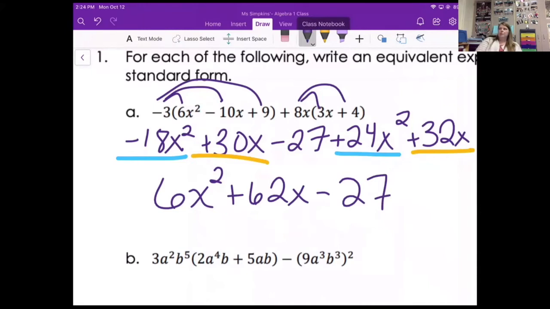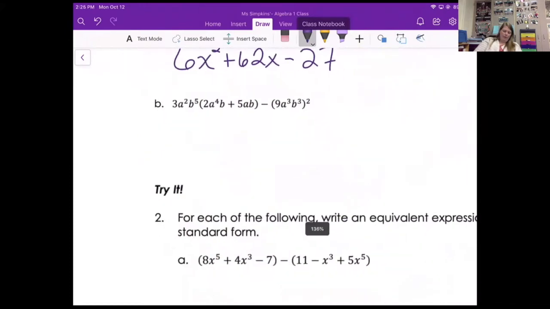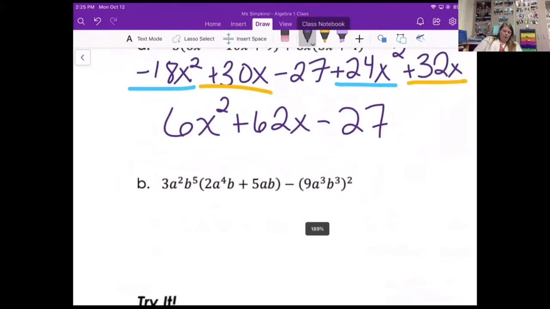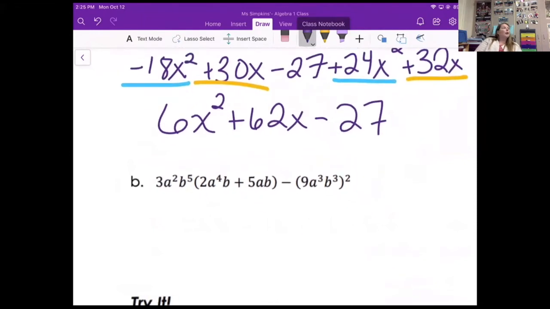Good, y'all are doing awesome. Okay, last one together, and then I'll let you try a couple on your own. Whew, this one's a little bit more complicated. Okay, let's just focus on the first set of parentheses.